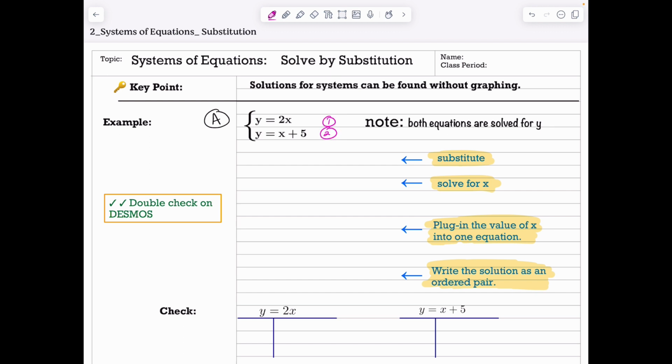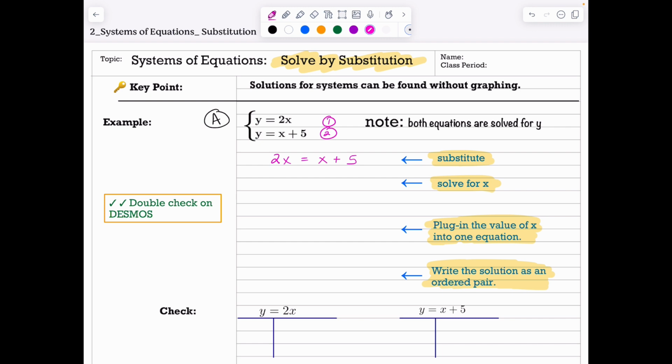So my system here, I've labeled my two lines, line 1, line 2. Both of them are solved for y. So my first line, I have y is equal to 2x. My second line, y is equal to x plus 5. Or y is equal to this, and y is equal to that. Using the method of substitution, I'm going to put this and that together. So now that this is equal to that.